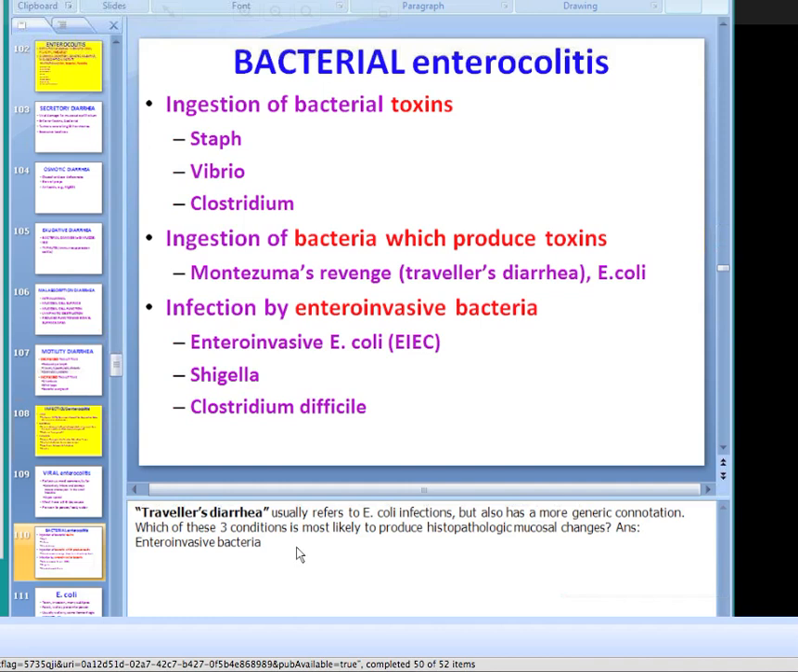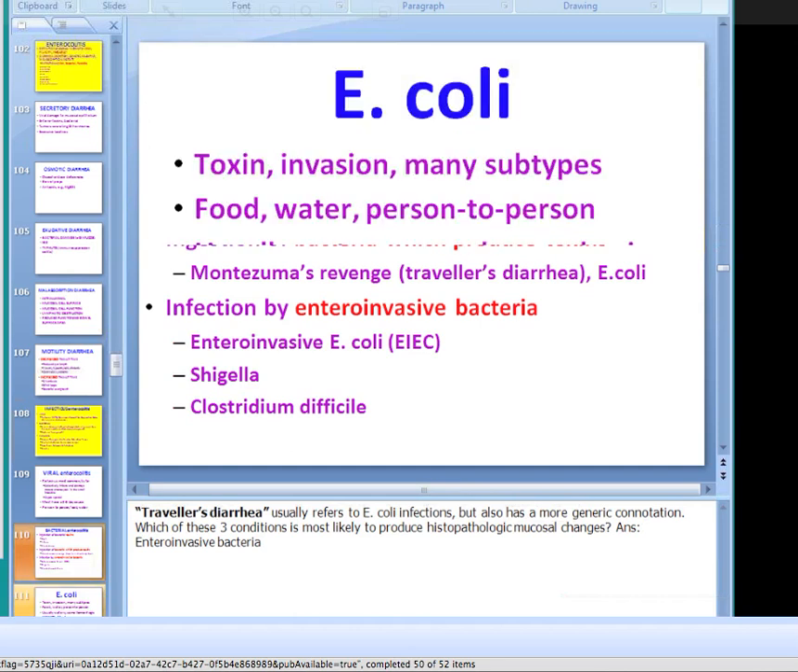Now, the third and highest order of severity are your entero-invasive bacteria. They may not have much of a toxin effect from endotoxins, but they cause direct damage to the mucosa. And the big one there are your entero-invasive E. coli. You can have E. coli which produce only toxins, like theoretically Montezuma's Revenge, but you can also have strains of E. coli that are causing direct damage, including hemorrhage. And of course, Salmonella, Shigella, and the one we're going to talk about called Clostridium difficile in a little bit more detail.